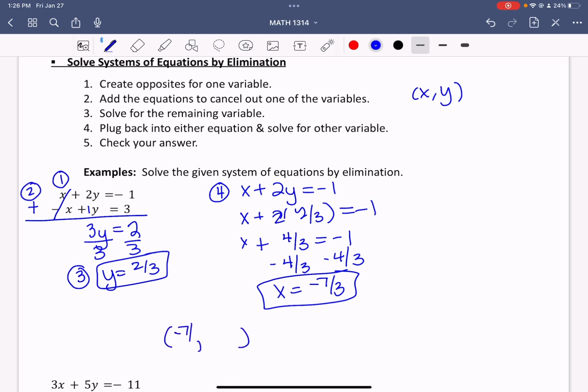Now don't stress when you're working through these answers. Our goal is an ordered pair, and it is okay to get fractions. Step number 5, I want to check my answer. And so I'm going to take this and plug it into both equations.